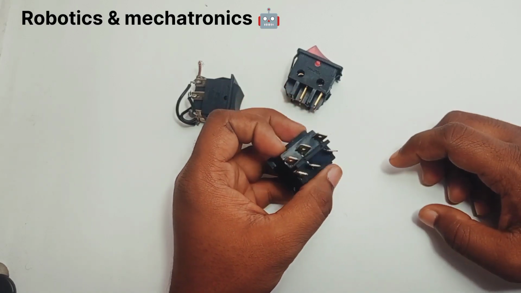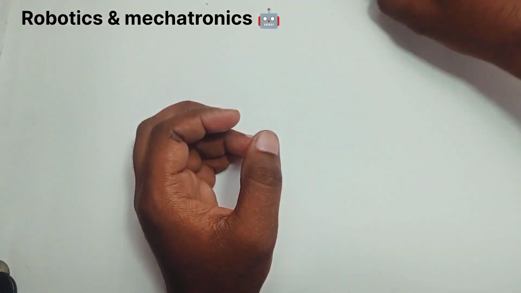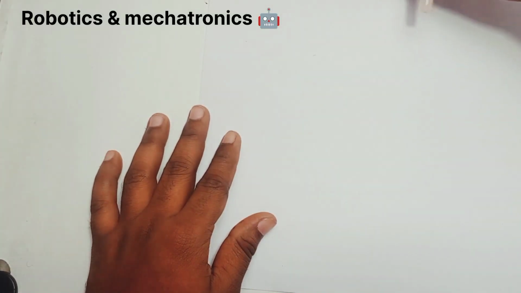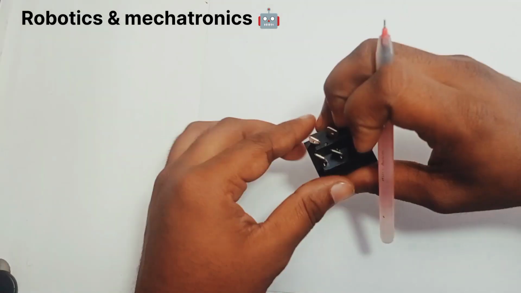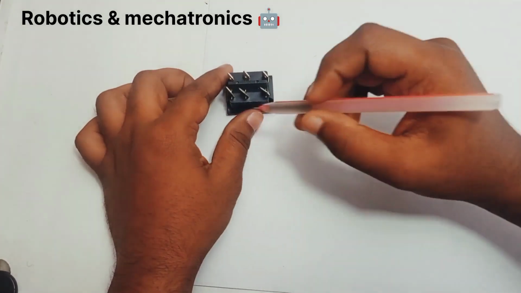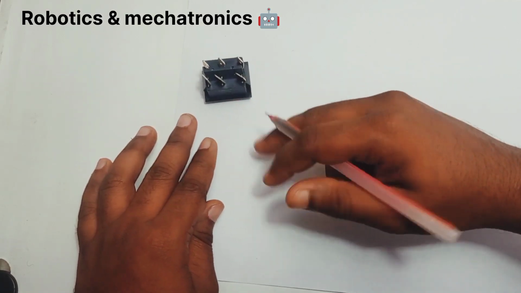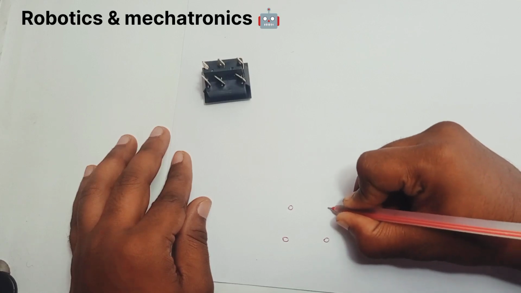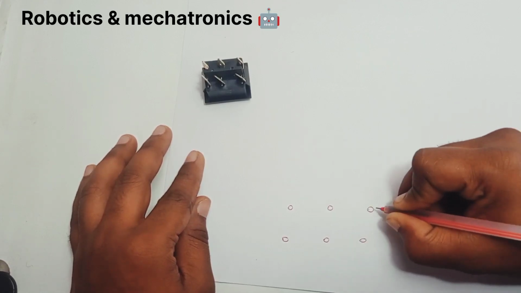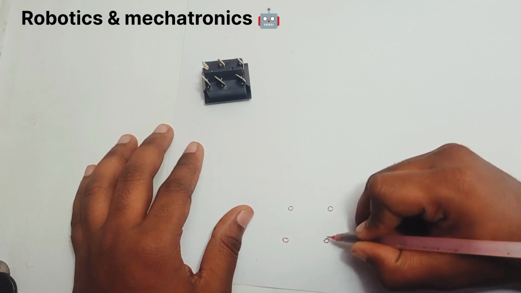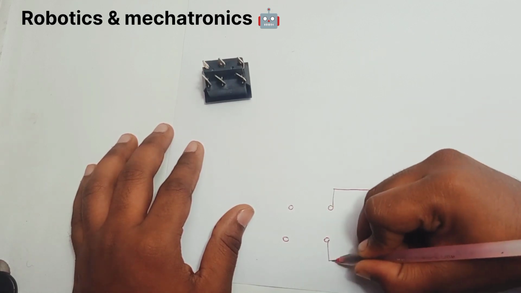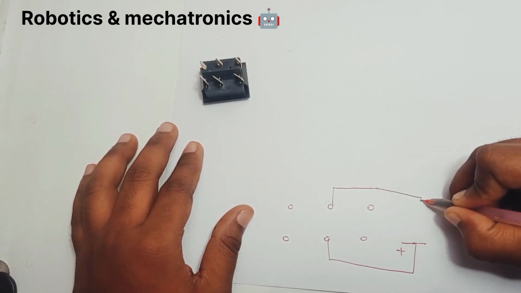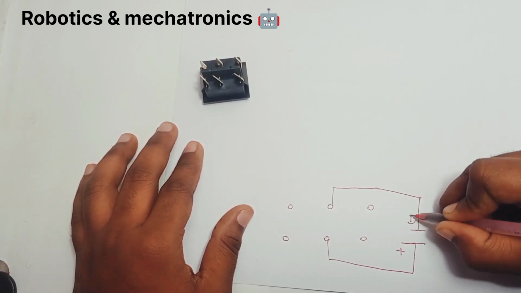Let me explain it to you through the diagram. Okay, firstly, see the switch, the DPDT switch. It has six terminals, so firstly I draw the six terminals: one, two, three, four, five, and six. These are two input terminals, so that's why they're connected with the battery. This is the positive pole and this is the negative pole.